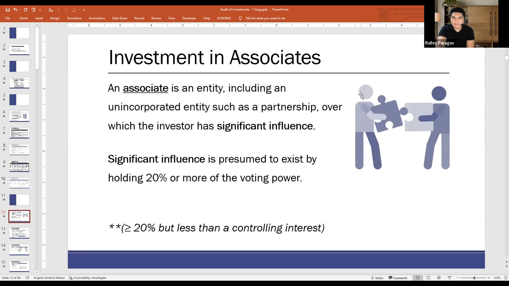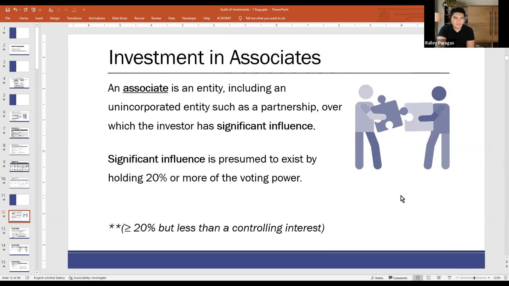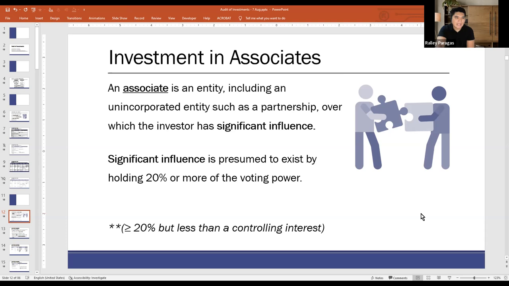Binalikan natin yung mga concepts natin under PAS 28. Sinasabi natin that you have an associate if you have a significant influence, which is basically power over the financial and operating policies of the investee, but not controlling interest, no? And then it is presumed to occur if you hold 20% or more of the voting rights. Okay, but it's a rebuttable presumption. Pwedeng wala kang significant influence kahit na meron kang 20% of the voting power. It depends on the actual situation.